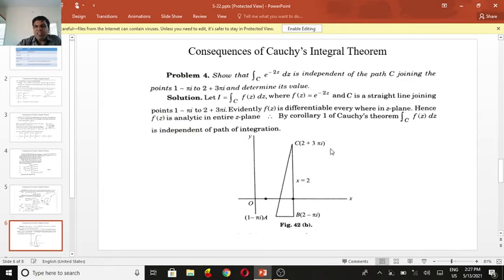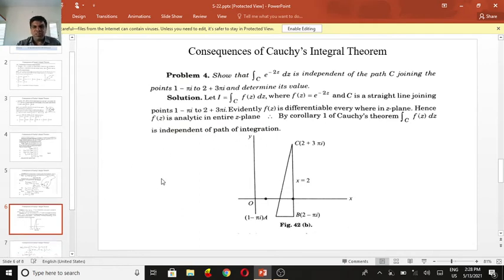Evidently, f(z) is differentiable everywhere in the z plane. Hence, f(z) is analytic, entire in the z plane. Therefore, by the previous corollary of Cauchy's theorem, the integral of f(z) dz is independent of the path of integration. Since it is independent of path, we can calculate it.